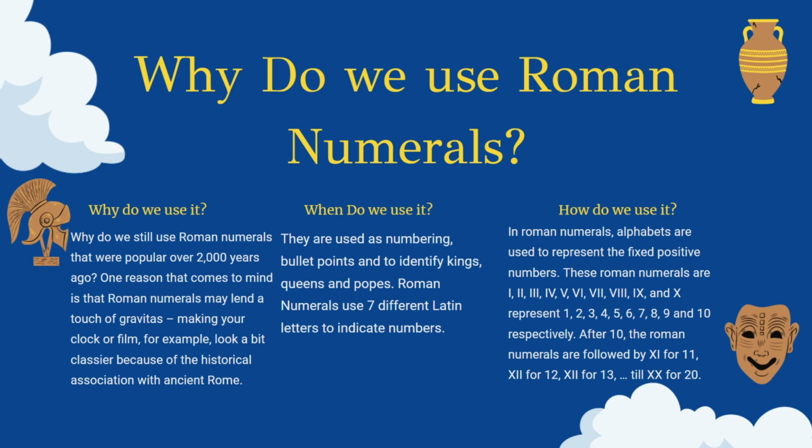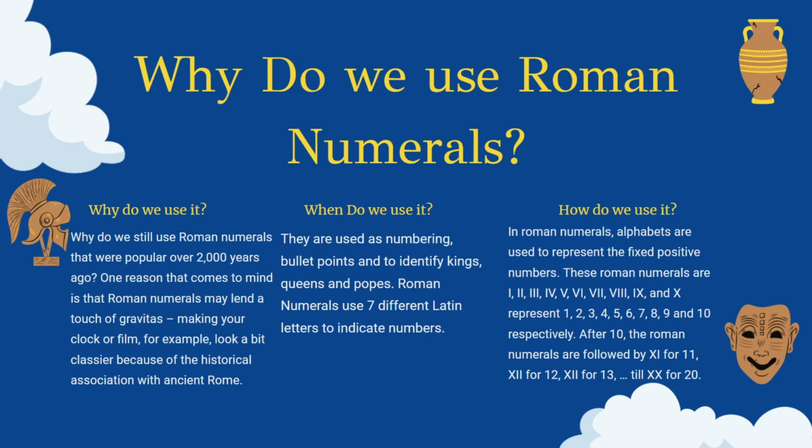How do we use it? In Roman numerals, the alphabet is used to represent the fixed positive numbers. These Roman numerals are I, II, III, IV, V, VI, VII, VIII, IX, and X. These represent 1, 2, 3, 4, 5, 6, 7, 8, 9, and 10. After the 10 Roman numerals, they were followed by XI for 11, XII for 12, XIII for 13, till XX for 20.